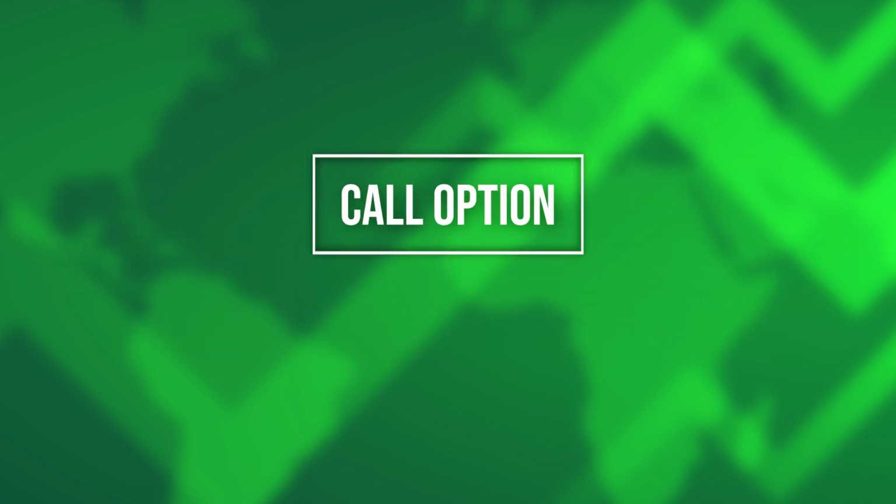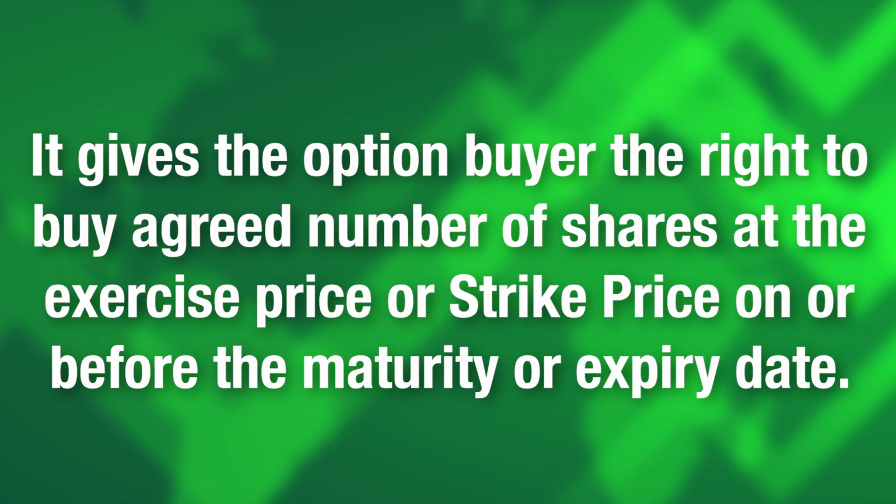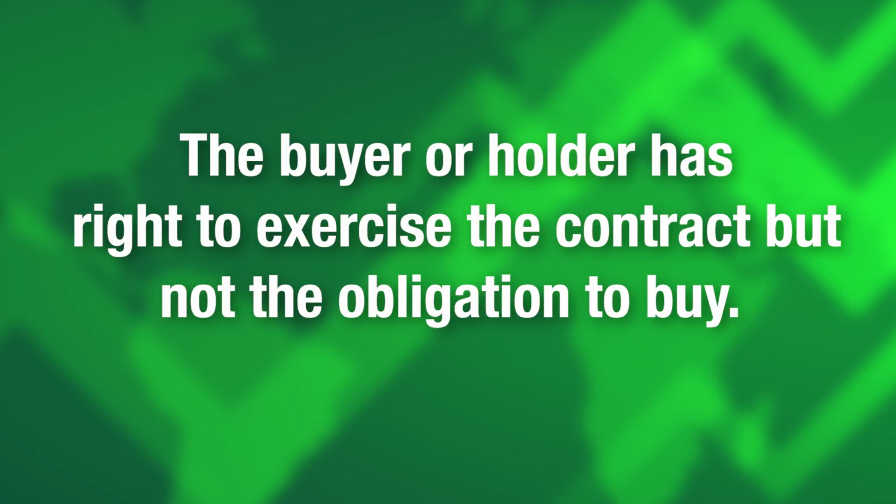Number one is call option. Call option means it is an option to buy an asset. It is not the option to sell an asset. It is an option to buy an asset. It gives the option buyer the right to buy an agreed number of shares at the exercise price, or strike price, on or before the maturity or expiry date. The buyer or holder has the right to exercise.